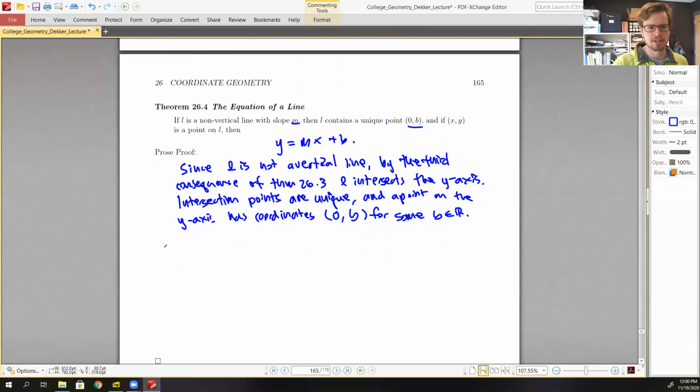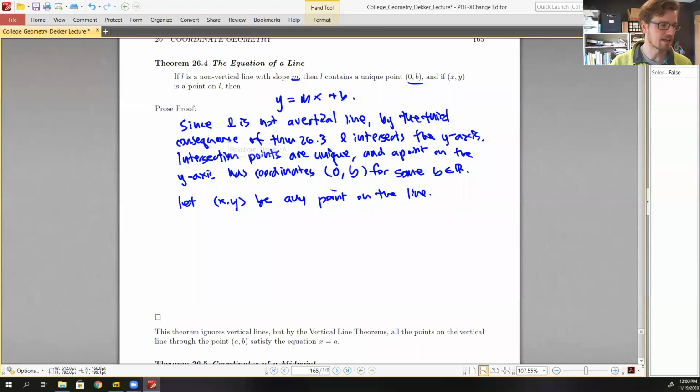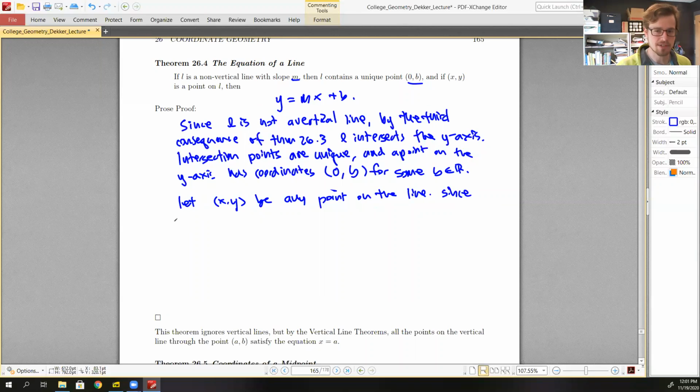Excellent. Okay, well, let x comma y be any point on the line. Easy enough, right? That's what our theorem is saying. The line has slope m, contains the unique point 0 comma b. Excellent. Yep, absolutely true. And x comma y is a point on the line. So all we've done so far is discuss the assumptions that needed to be made. And I suppose a couple more comments.